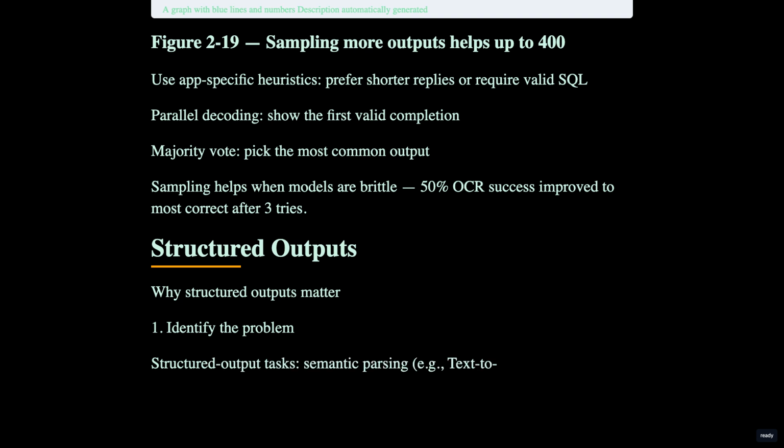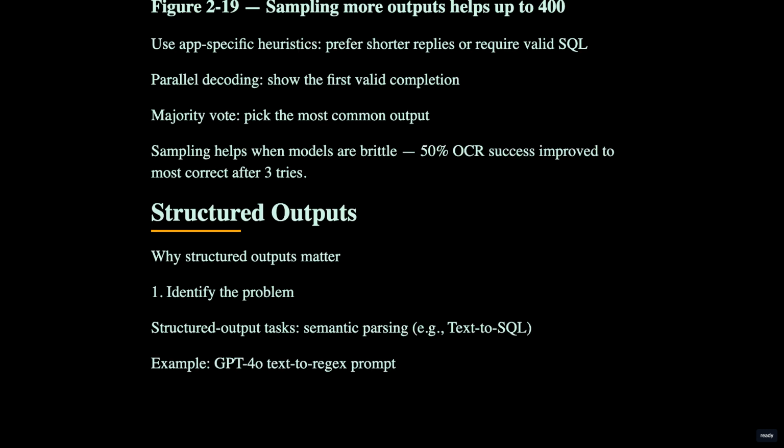Semantic parsing converts natural language into structured, machine-readable outputs. A common example is text to SQL. The model translates an English question into a valid SQL query for databases like PostgreSQL. This lets users query databases or call APIs using everyday language instead of writing SQL by hand. This slide shows a prompt sent to GPT-4o asking it to convert natural language into regular expressions.